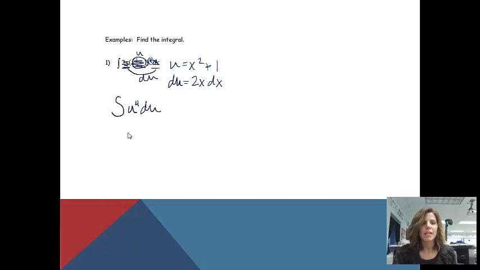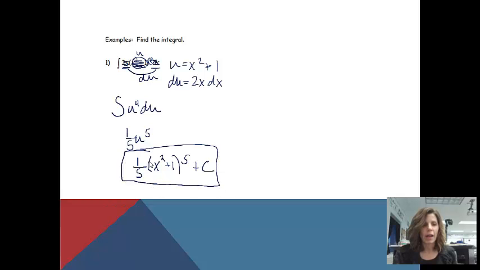So if I take the integral of u to the 4th, I'm going to get 1/5 u to the 5th. And again, the du just drops out when we take the integral of a derivative. So I just have 1/5 u to the 5th. And then my final step, just like we do with derivatives, is we are going to replace the u back in. So it's just going to be 1/5 (x squared plus 1) to the 5th plus c. And that is my answer.